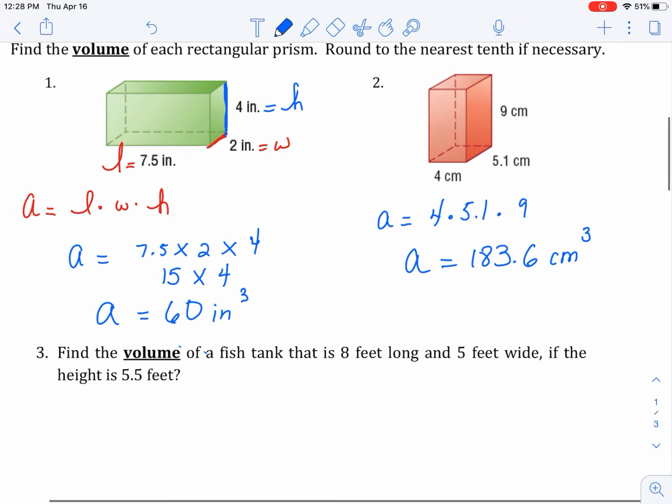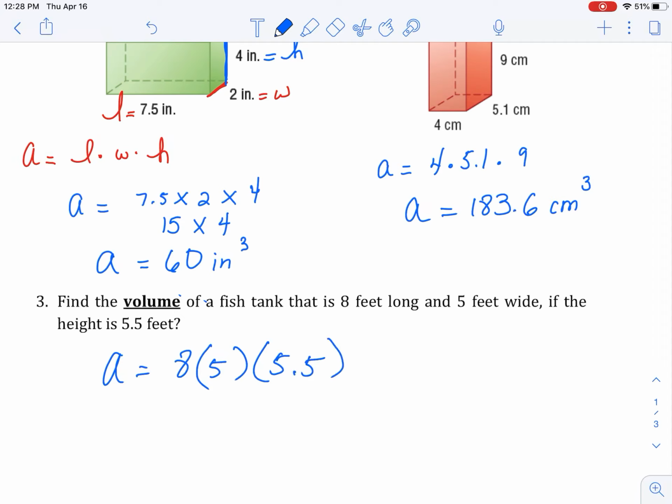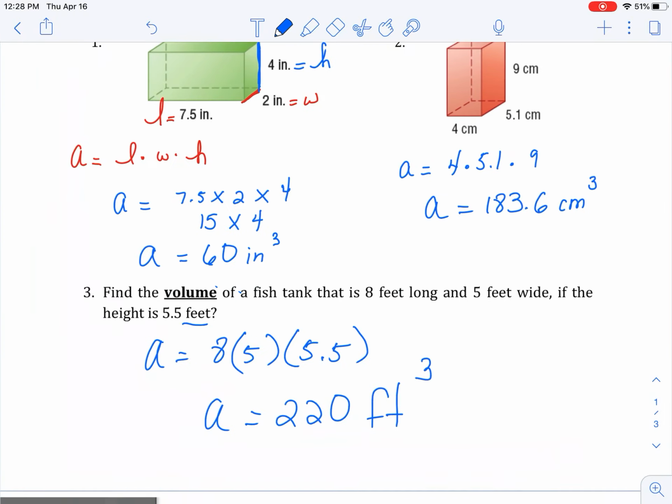All right, so in this last example, find the volume of a fish tank that is 8 feet long and 5 feet wide if the height is 5.5 feet. So we have area equals 8 times 5 times 5.5. Okay, so we know that 8 times 5 is 40, and we're going to multiply that by 5.5. So the area then becomes 220. It's a measurement of feet, so we're going to go cubic feet.